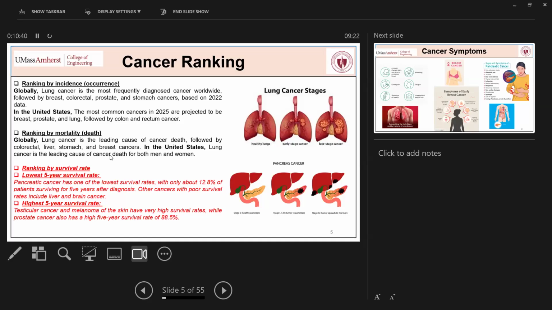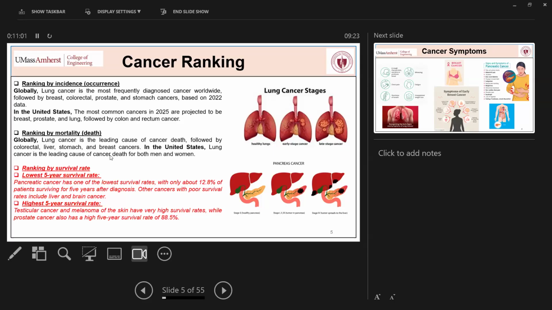The second ranking is based on death. Globally, lung cancer again is the leading cause of cancer death, followed by colorectal, liver, stomach, and breast cancers. In the US, lung cancer is the leading cause of cancer death for both men and women. And the third ranking is based on survival rate.